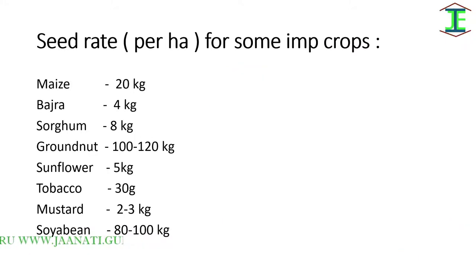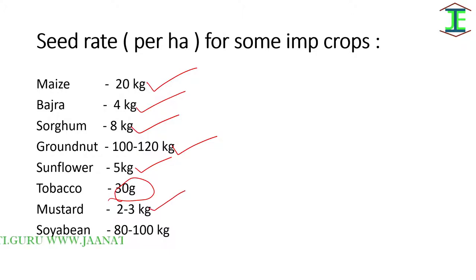Next is seed rate for some important crops. For maize, it is 20 kg per hectare. For bajra, it is 4 kg. Sorghum is 8 kg. Groundnut is 100 to 120 kg per hectare. Sunflower is 5 kg per hectare. Tobacco is 30 grams. Mustard is 2 to 3 kg. Soybean is 80 to 100 kg. In this, sorghum, groundnut, tobacco, and soybean are important for your exam.